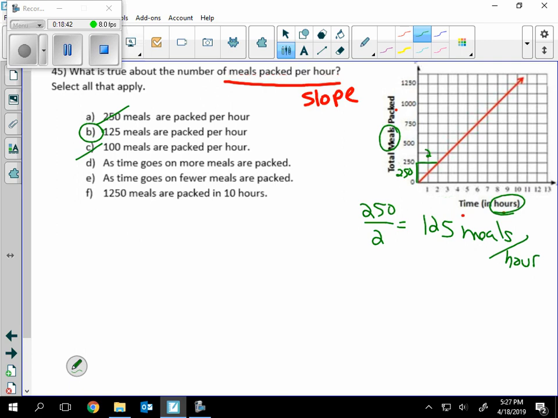Choice D. As time goes on, more meals are packed. As time gets more and more hours, more meals are packed. Yeah, that's heading uphill. We have a positive slope. So choice D is good. E, as time goes on, fewer meals are packed. No, that's the opposite. And choice F, 1,250 meals are packed in 10 hours. Well, we could read it right from the graph. At 10 hours, oh look, we do indeed hit 1,250. So that's correct.